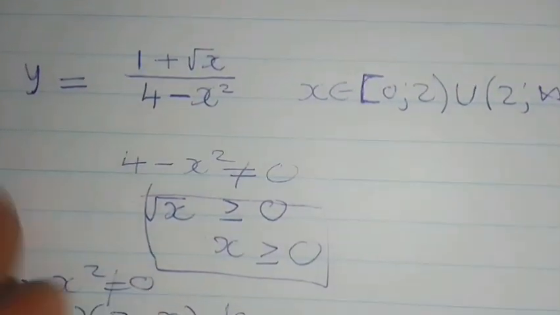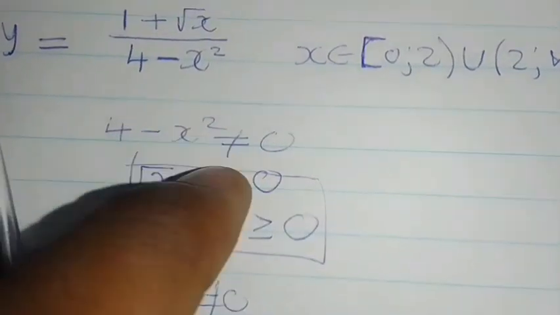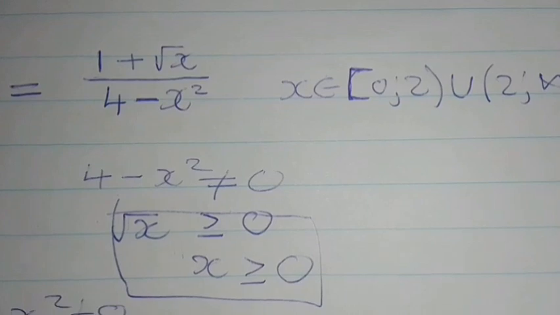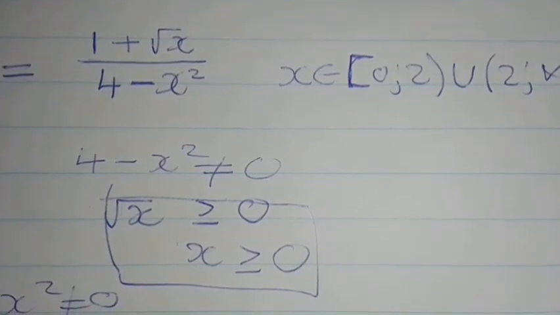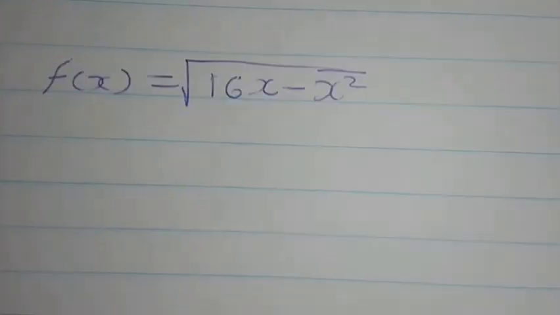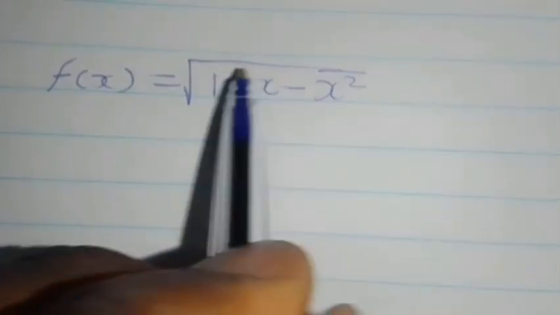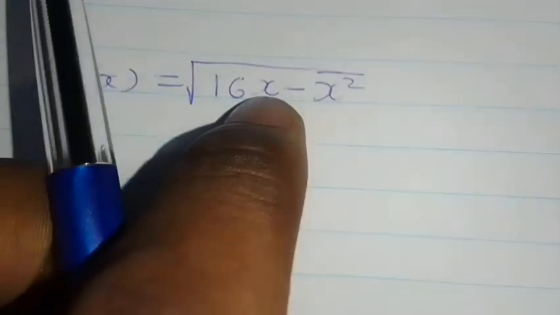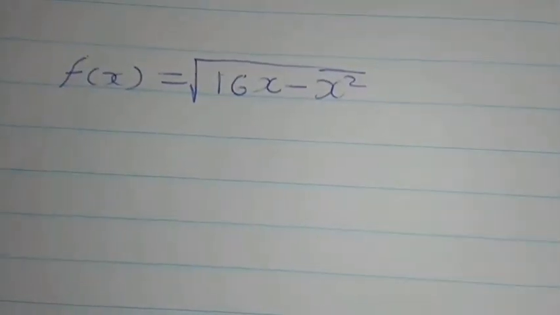Now, do you get the main point on what we do when we try to find the domain of a function? Let us see on the next problem if we can find the domain. Now suppose we have a function defined by the square root of 16x minus x squared, and we're looking for the domain of this.